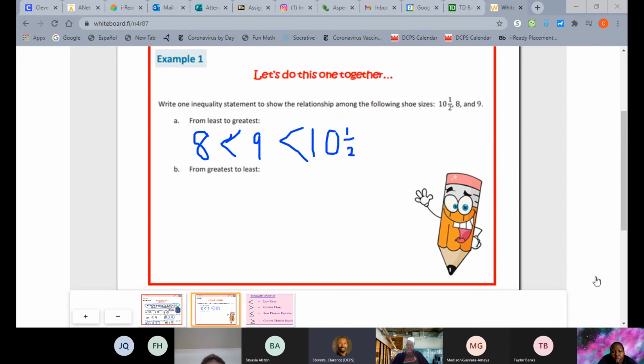So guys, your exit ticket's in week 9. It's at the bottom. Comparing rational numbers in writing and interpreting inequality statements. Go ahead and work on that now, and then as soon as you finish, you can leave.